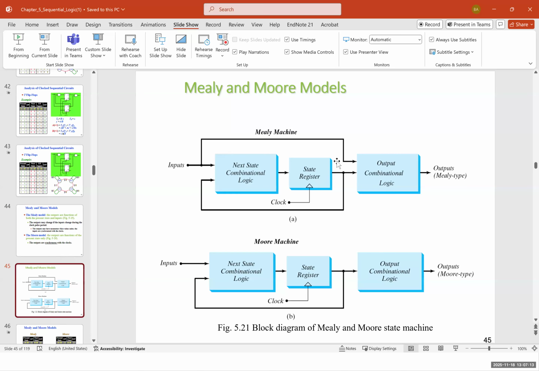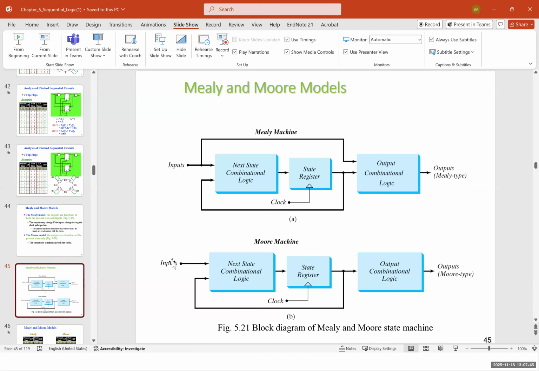This figure shows the structure of the Mealy and Moore models. The upper one is the Mealy machine. We can see we have the input, which gives a feed forward to the output combinational logic circuit. We have the next state combinational logic. We have the state register, which has its own clock. And the output is connected to the output combinational logic. And we have a feedback coming back, and this creates a sequential logic circuit because of the feedback.